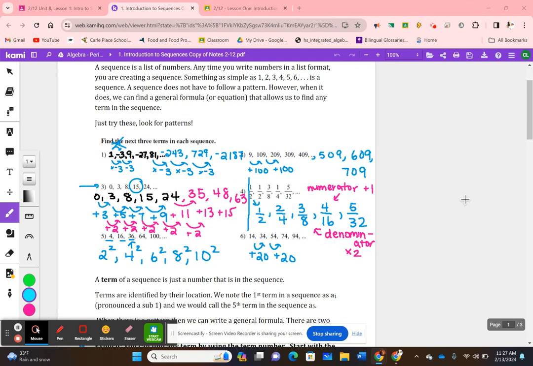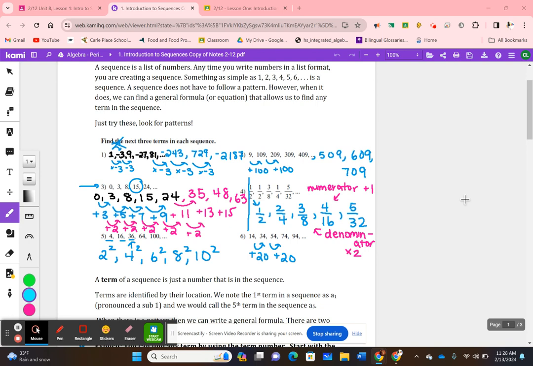So on Monday, we had our first day of sequences, and a sequence is really just a list of numbers. It could be letters, but we generally stick to numbers in Algebra 1. It could be something really as simple as just counting 1, 2, 3, 4, 5, 6, etc. Sequences usually have a pattern, but they don't have to. However, most of what we do will have a pattern and we will be able to write a formula.